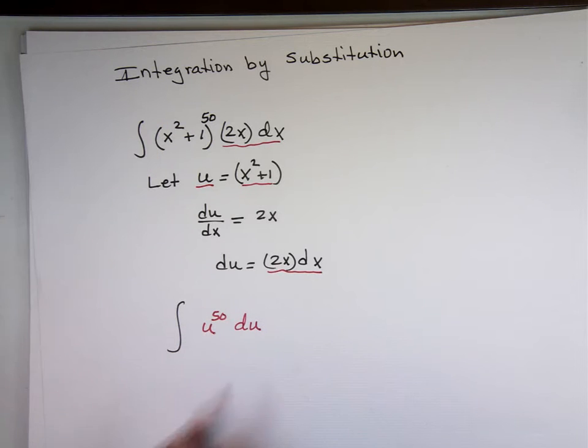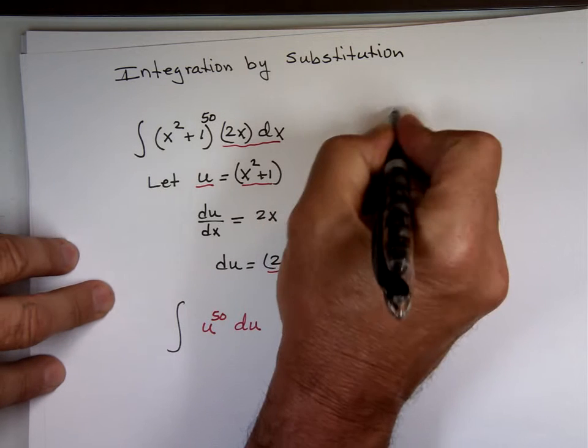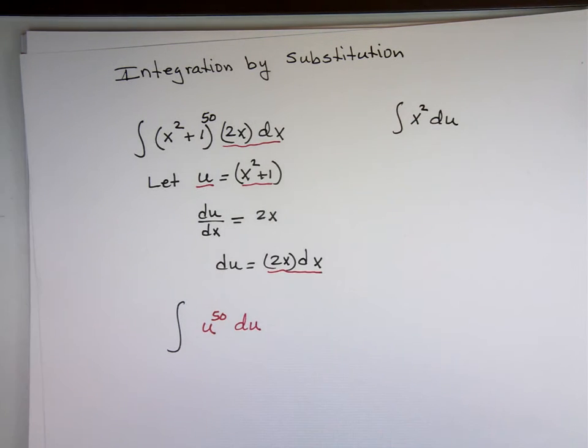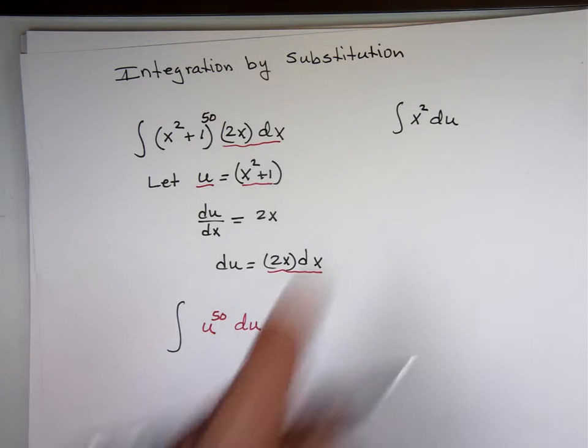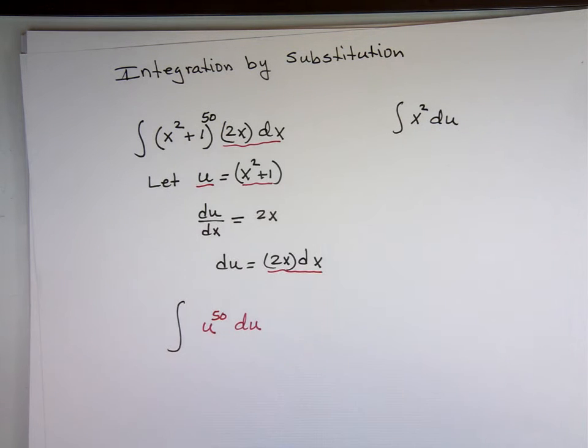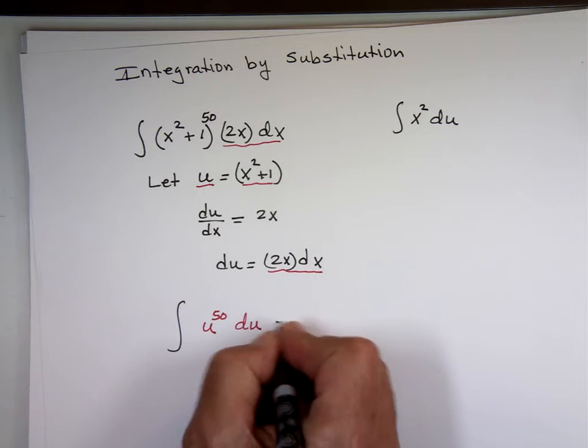Here's the good news, bad news, depends how you look at it. You cannot integrate if you have x squared du. None of us can integrate that one. These two have to be matching. So if you have u here, you better have u here. If you have x here, you better have x here. So now this matches.